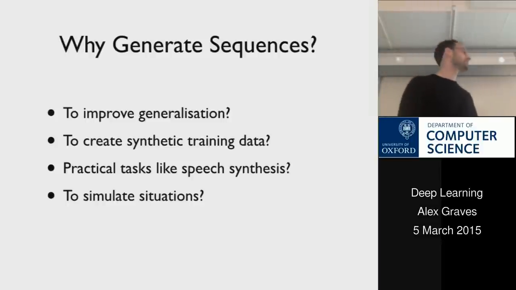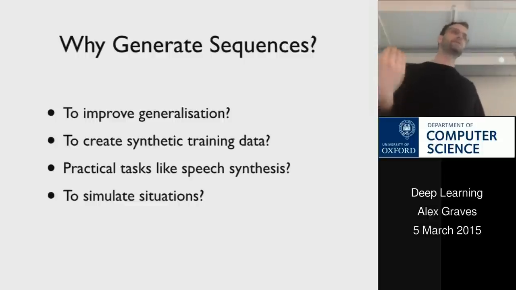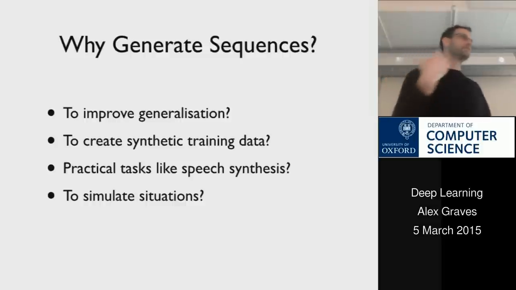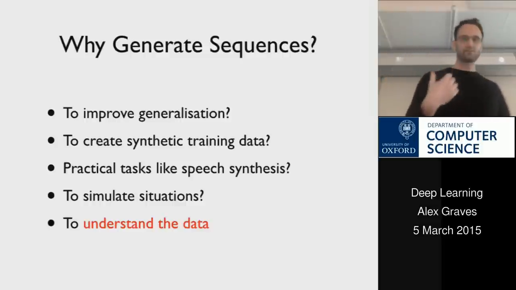One thing that we are very interested in at DeepMind is the potential for sequential generative models to be able to simulate future situations. So this is really looking at the reinforcement learning setting, and you want to be able to imagine what's going to happen if I perform a particular sequence of actions without having to perform them, because in many cases having to do these things is prohibitively expensive, but being able to imagine them is quite cheap.